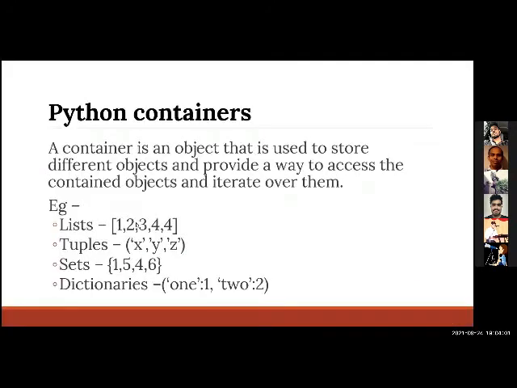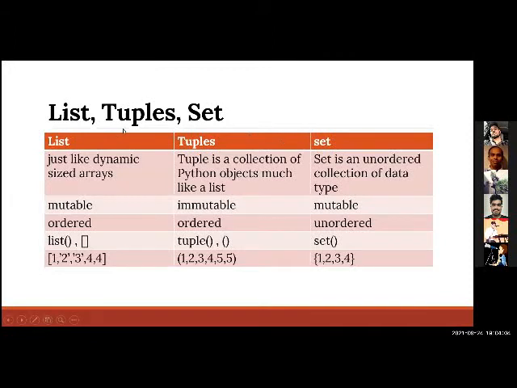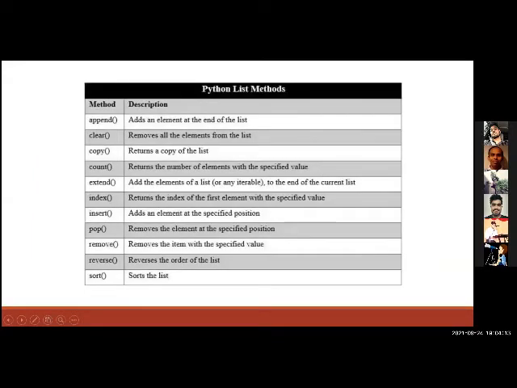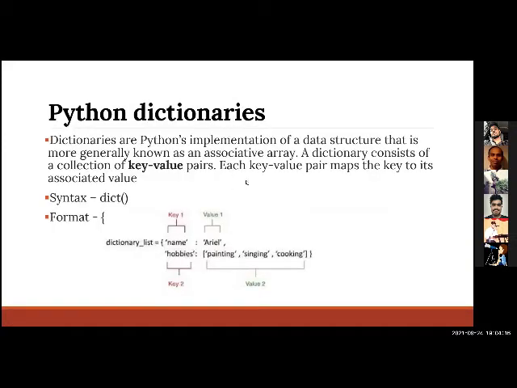I have given you a comparison between lists, tuples, and sets. And dictionaries. Let me read the definition. Dictionaries are Python's implementation of a data structure that is more generally known as an associative array. A dictionary consists of a collection of key value pairs. That's the important thing. Each key value pair maps the key to its associated value.